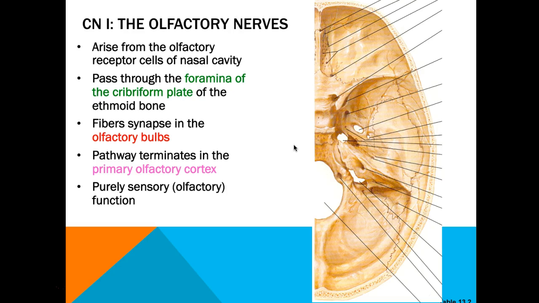That nerve will then pass through foramina of the cribriform plate, and I've put this in an image on the right to help you remember what the foramina of the cribriform plate was, and this, remember, belongs to the ethmoid bone. From there, the fibers will synapse on the olfactory bulb that we just saw in the previous slide.